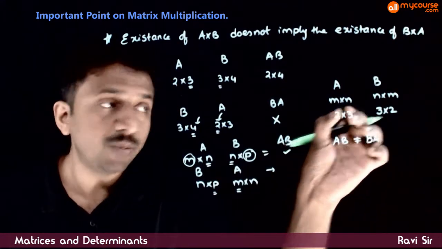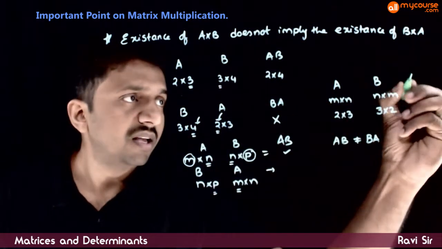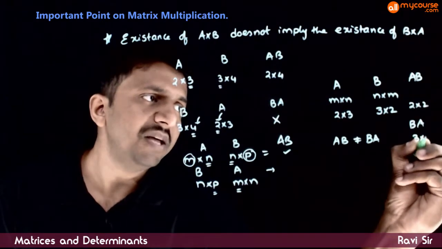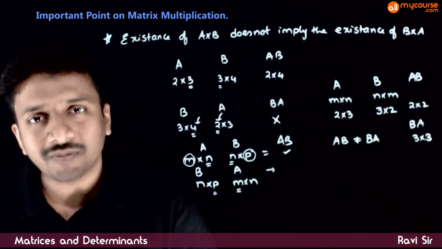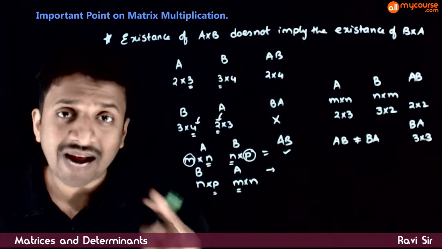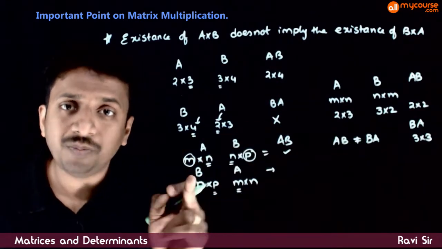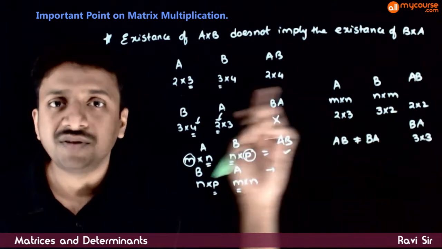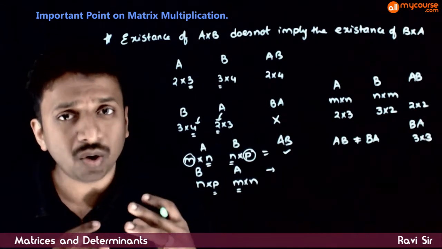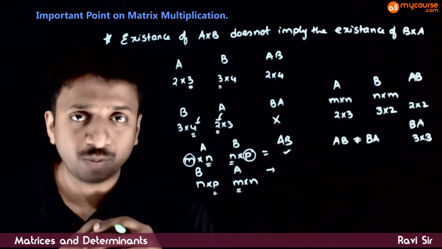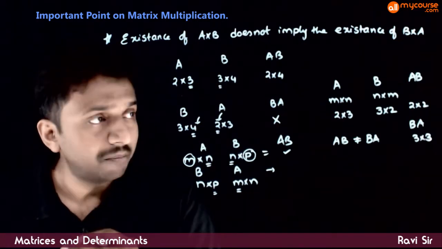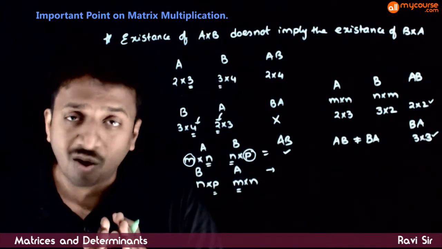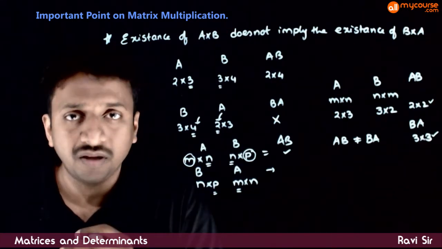Because if A is a 2 by 3 matrix, B is a 3 by 2 matrix, AB is a 2 by 2 matrix, but BA is a 3 by 3 matrix. So these two cannot be equal. So in matrices, A into B need not be equal to B into A, even if I observe the order. I really don't know right now how to actually multiply these two matrices. We're going to look into it. But even if you look at the orders, sometimes you can see that the order of AB need not be equal to the order of BA.